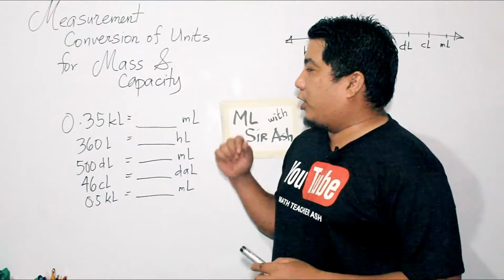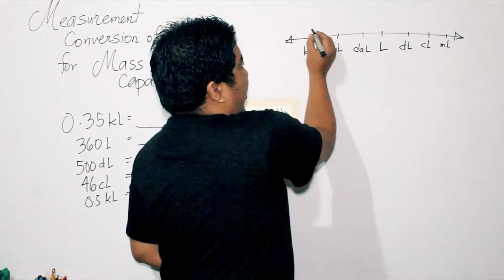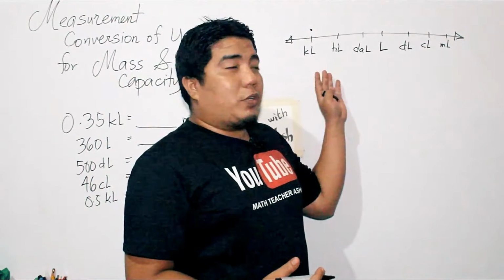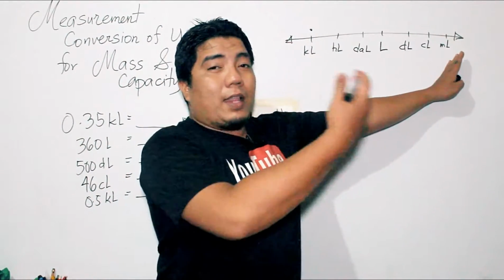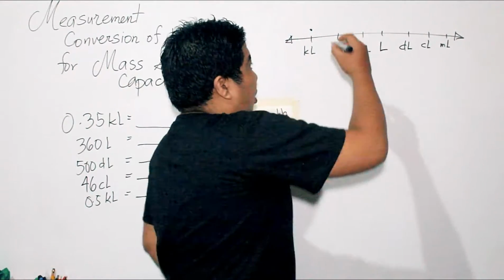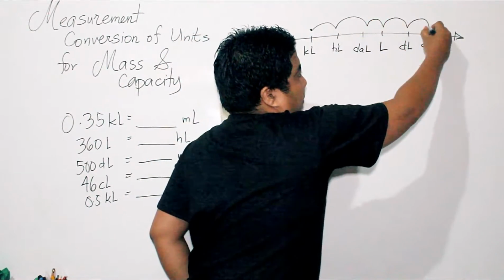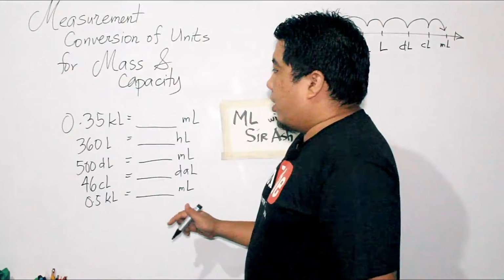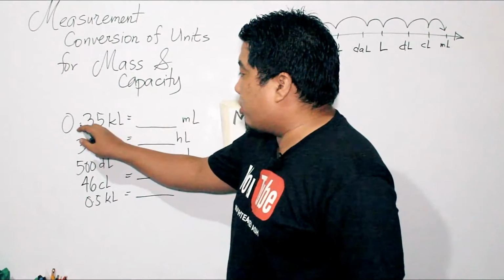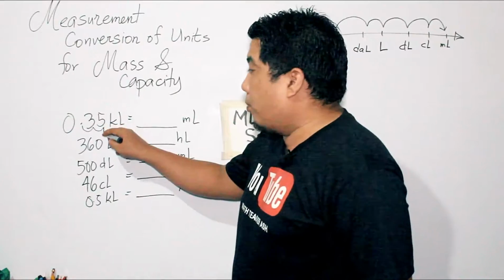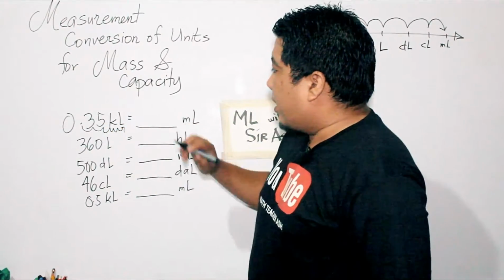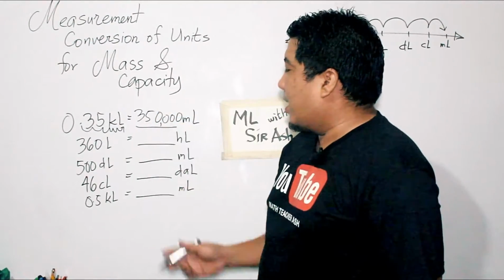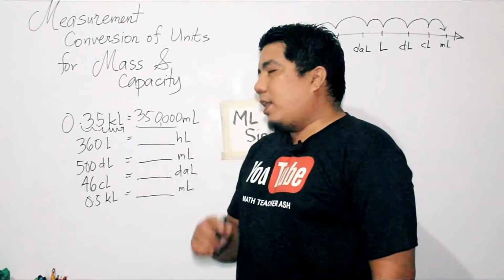Let's start first with 0.35 kiloliters. Now, remember that our kiloliter is here. So, what we will do is move our units to the right until we arrive at milliliters. That is 1, 2, 3, 4, 5, 6. That is 6 places of units. Therefore, we just move 6 places to the right. So that will be 35, and then we add 4 more movements. Therefore, the final answer will have 4 zeros, and that is read as 350,000 milliliters.